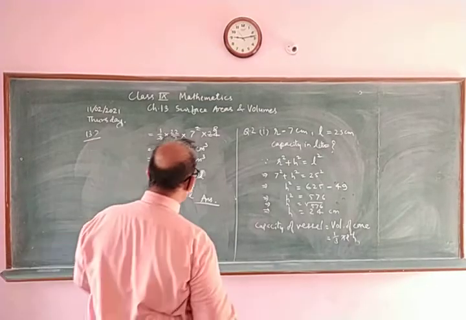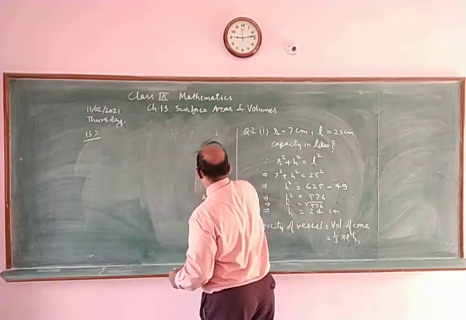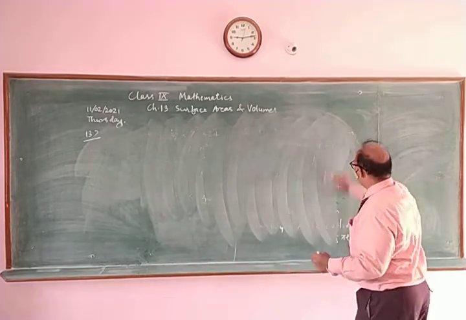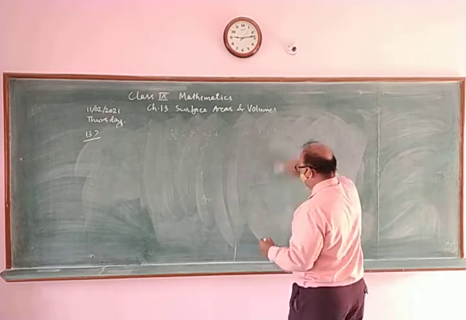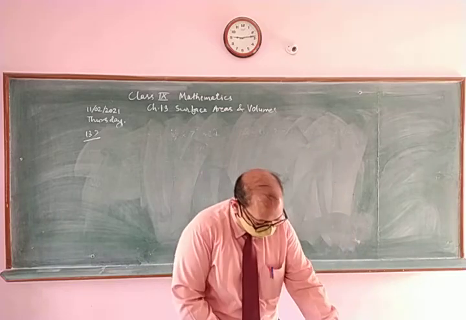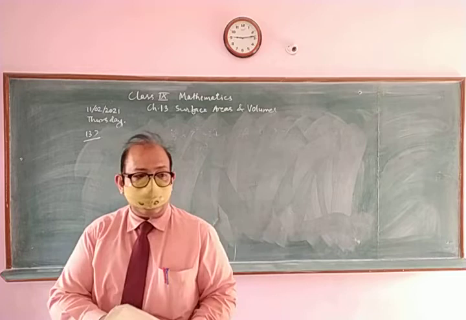Now we solve the third question. Okay? The third question is, what is the third question? The height of the cone is 15 centimeter. Its volume is 1570. The third question is, the height of cone is 15 centimeters.